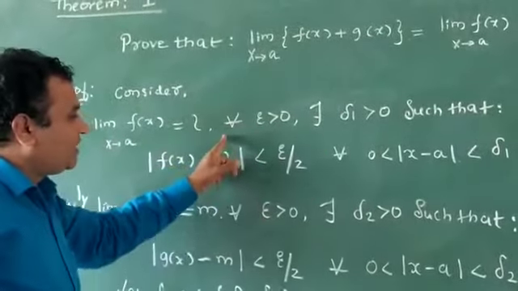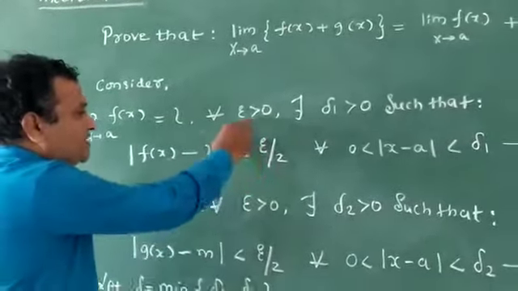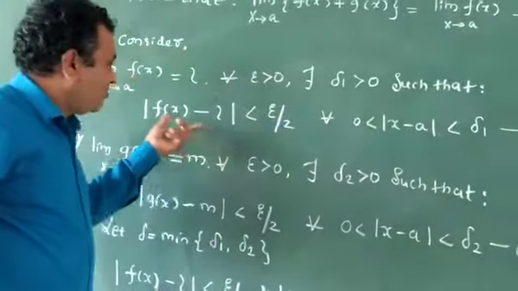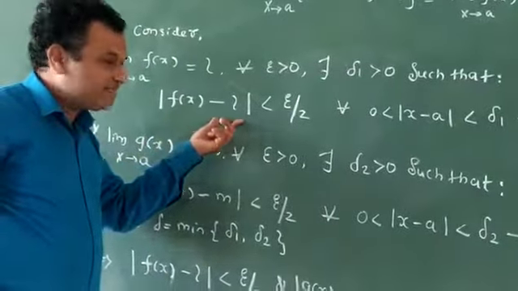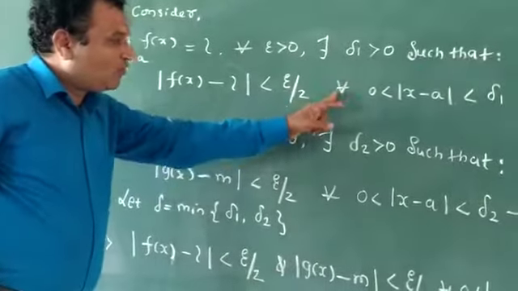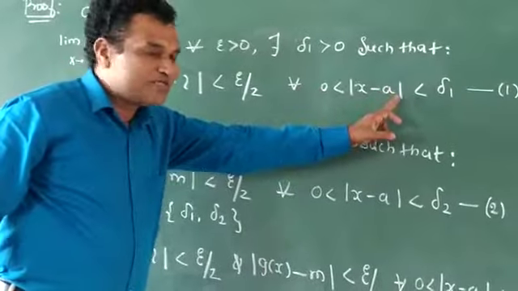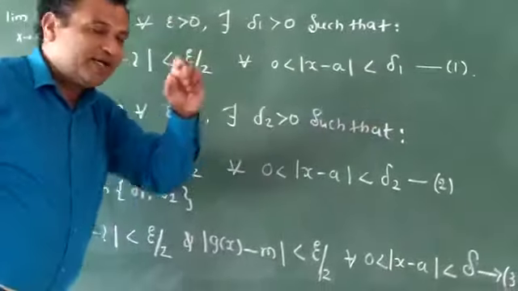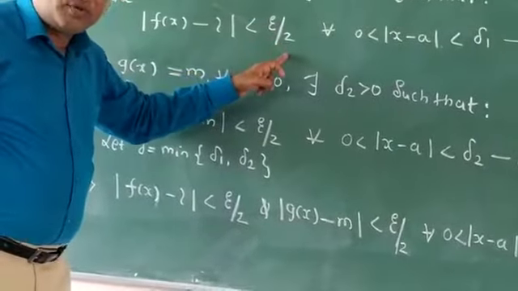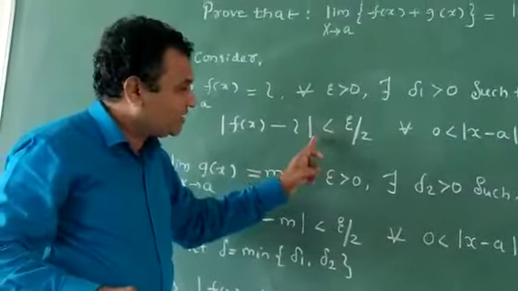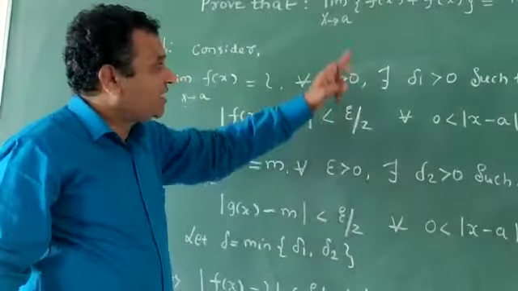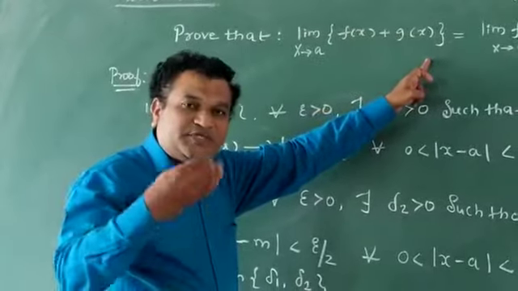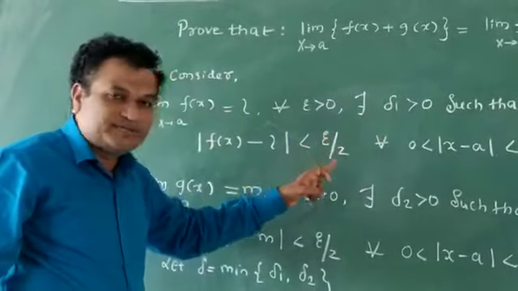According to the definition of the limit, for every epsilon greater than 0, there exists delta 1 greater than 0 such that modulus of f of x minus L is less than epsilon by 2, for every 0 less than mod of x minus a less than delta 1. Call it equation number 1. Here we consider epsilon by 2, because we have two functions, f of x and g of x. If three functions were there, we would consider epsilon by 3.